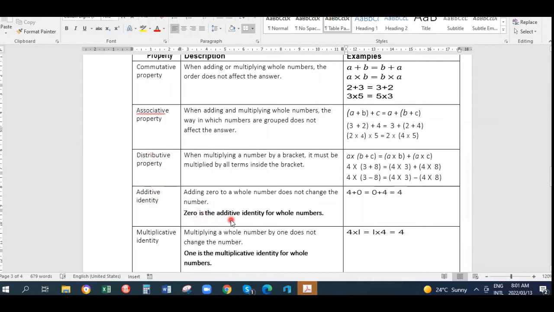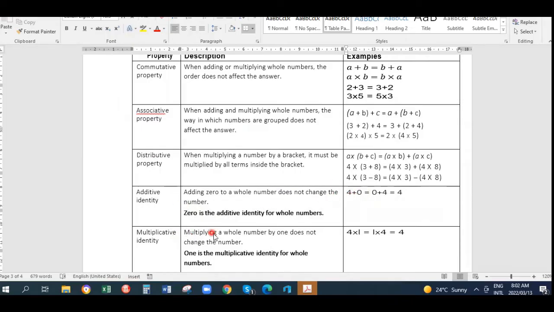Now, the next concept is identity element. 0 is the additive identity for whole numbers. So your identity element for whole numbers is 0. Identity element means it does not change the value of the original number. So we look at 4 plus 0. 4 plus 0 is equal to 0 plus 4, which is equal to 4. So 0 does not change the value. The original number was 4.